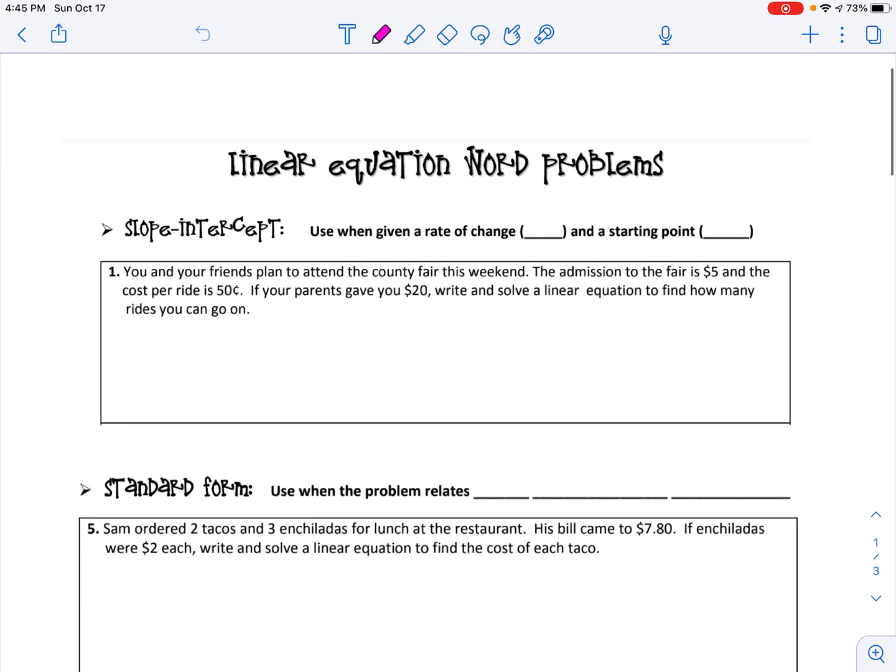Okay, today I'm going to go over writing equations from word problems. So the first kind of word problem that we're going to see is the kind that you're going to write in slope-intercept form, because you're going to use that form, which is y equals mx plus b, when they give you the rate of change, which is the m, and a starting point, which would be the b.